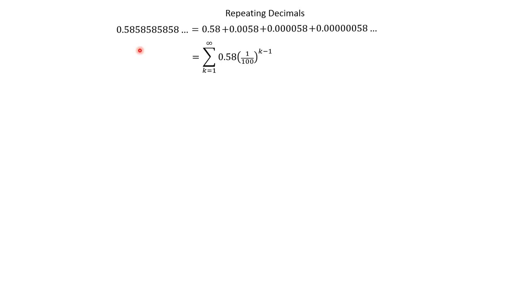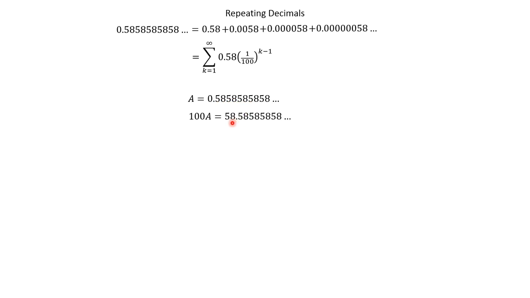Well, let's give this number a name. We're going to call it a. Let's let a equal that number. Now, what would happen if I multiplied this by 10? Well, we just move the decimal one place. We get 5.858585. How about if I multiply it by 100? We move it 2 places, so we get 58.585858585858.